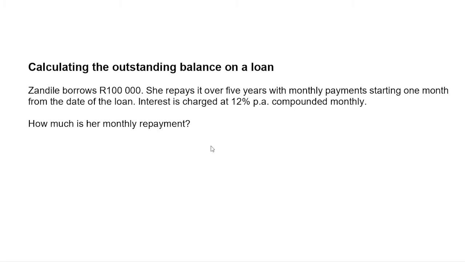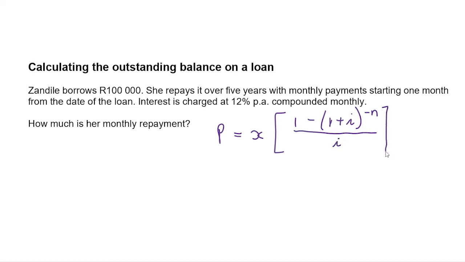The first thing we're called to do is to work out what is the monthly repayment, right? Remember, here's our formula. Present value is X times 1 minus 1 plus our interest rate to the minus n over our interest rate. So she's borrowing 100,000 Rand. That's the present value of the money. And this formula is going to give us the present value of all her payments in today's terms. And we need those two things to be equal to one another.